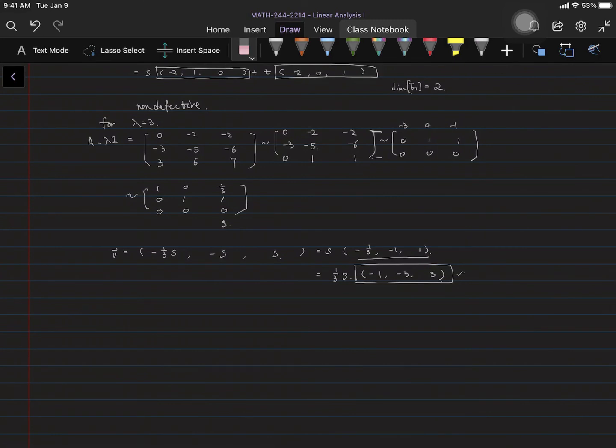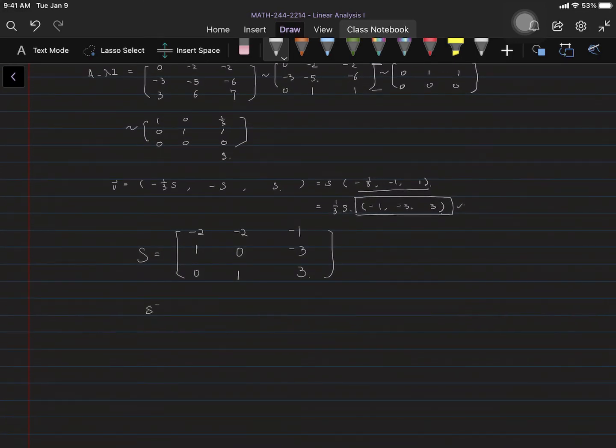And what is S? By using the theorem, S just equals, if we put all the eigenvectors together, let's see, the first eigenvector, -2, but we write them in column form. So this is the first eigenvector V1, second vector -2, 0, 1. This is the second eigenvector, and the last eigenvector is -1, -3, and 3. And what is S inverse AS, which is B? B is going to be the diagonal matrix.